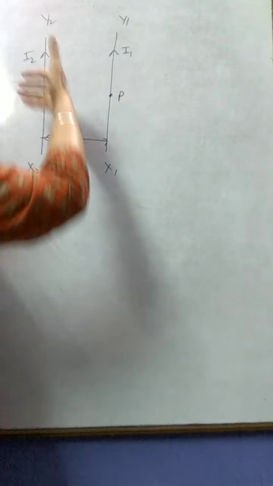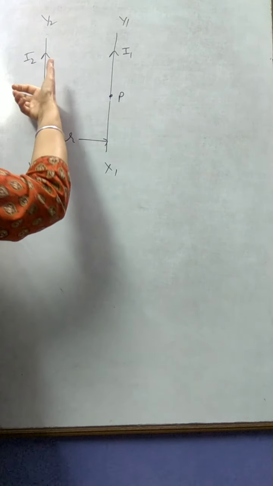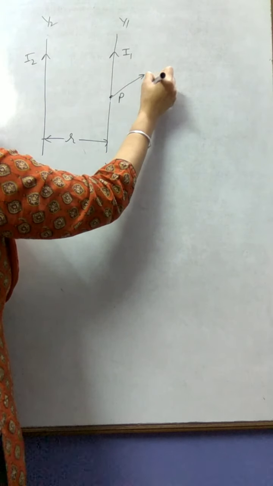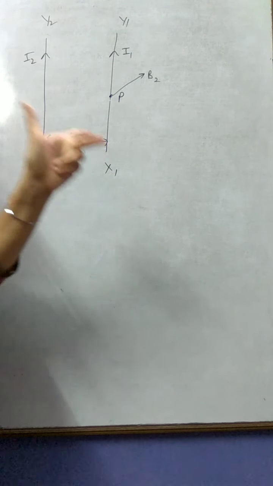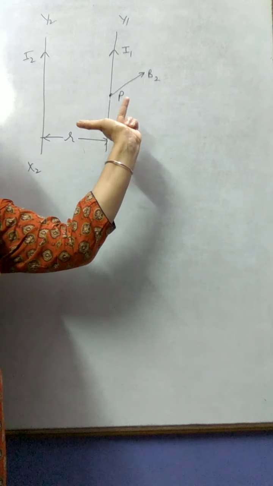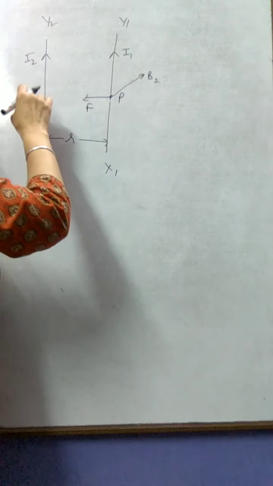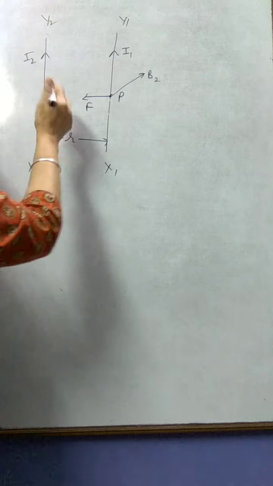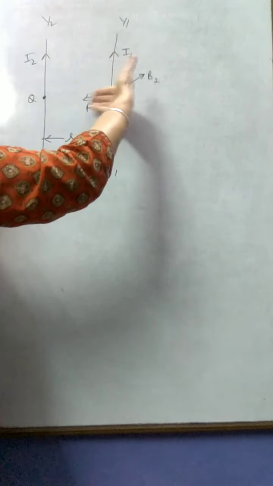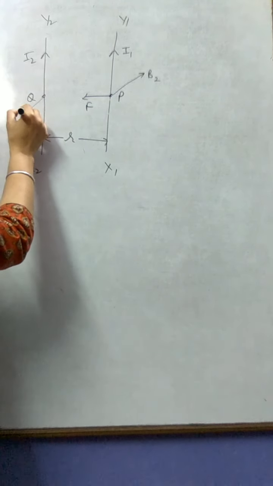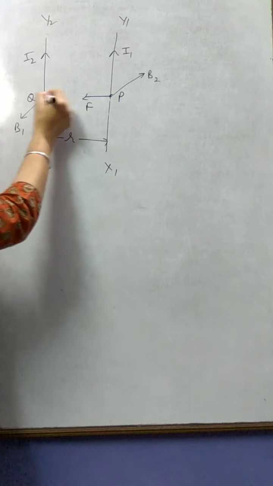Now by using the right hand thumb rule, with this current, the field lines at this point due to this conductor are inward, so the magnetic field is inward. Now by using Fleming's left hand rule, this is inward, this is the current, this is the force. In this conductor, the force due to its field is towards it. Now we have a point Q. Due to the right hand rule, the magnetic field at this point is outward, this is outward B1, and by Fleming's rule, outward field, current, and force here.